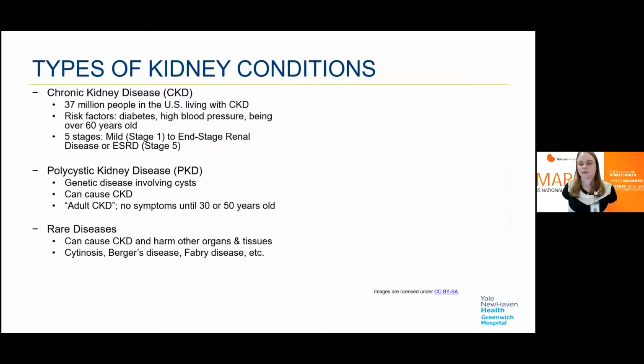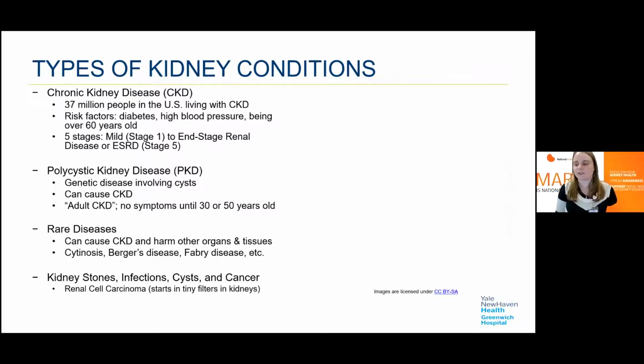Some examples are cystinosis, Berger's disease, and Fabry disease. And last but not least, this is the bane of a lot of people's existences as one gets older, for sure, and we don't drink enough water. Definitely kidney stones, infections such as UTIs, cysts, and then last but not least, the most common kidney cancer being renal cell carcinoma, which starts in tiny filters in the kidneys. All these are certain conditions of the kidneys that may lead to CKD if they're not taken care of, or a complete kidney shutdown.